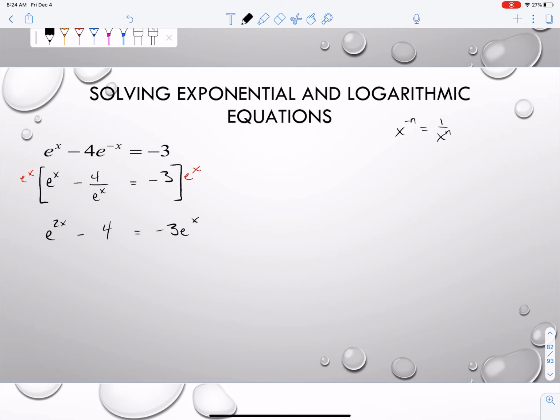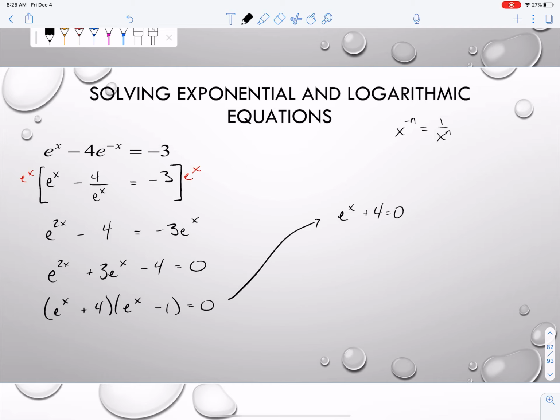I've got another one of those quadratic-like or quadratic form equations involving e here. So I got e to the 2x plus 3e to the x minus 4 equals 0. And if I go to factor this, I'm going to end up with e to the x plus 4 times e to the x minus 1 equals 0. We're going to have e to the x plus 4 equals 0, and e to the x minus 1 equals 0. Or we get e to the x equals -4, and e to the x equals 1. All right, e to the x equals -4. There's no solution there. It's never going to happen.